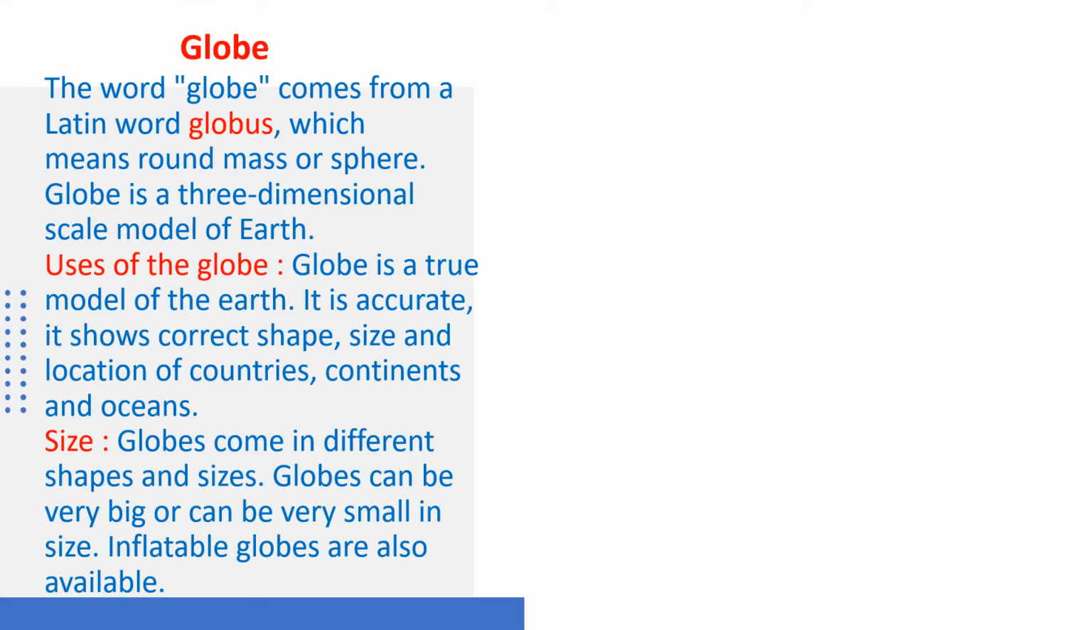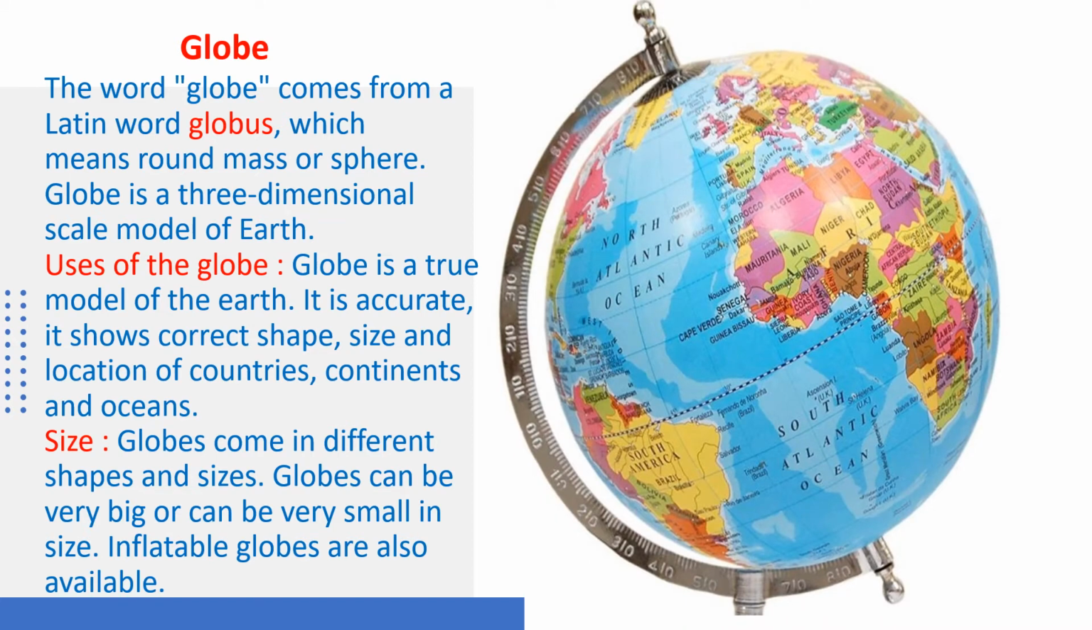Let's talk about globe. The word globe comes from a Latin word globus, which means round or sphere. Globe is a three-dimensional scale model of Earth. Globe is a true model of the Earth. It is accurate. It shows correct shape, size, and location of countries, continents, and oceans.